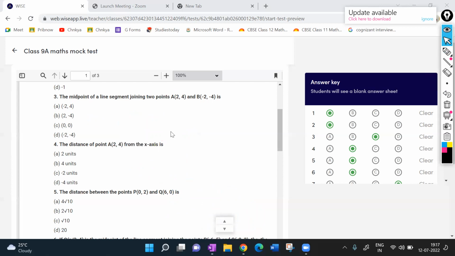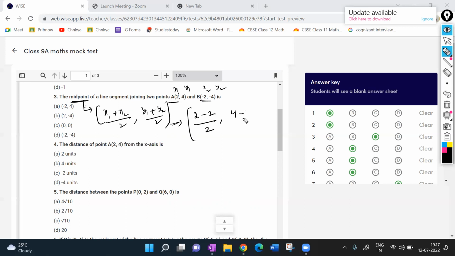The midpoint of the line segment joining 2 points A and B is what? Understood, Nihal? Yes, sir. Midpoint formula is actually x1 plus x2 by 2, y1 plus y2 by 2. Here x1, this is y1, this is x2, this is y2. Simply substitute here: 2 minus 2 by 2, 4 minus 4 by 2. So 0 comma 0 is the answer. How simple it is? 2 minus 2 is 0, 0 by something is 0, 4 minus 4 is 0, 0 by something is 0. This is how I got the answer. Any doubts? No, sir. Very simple. Next.